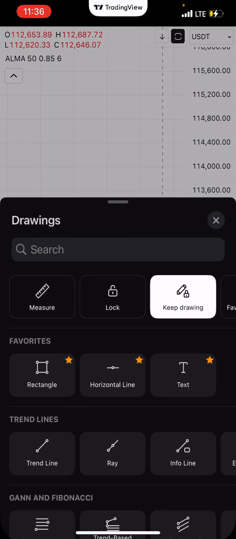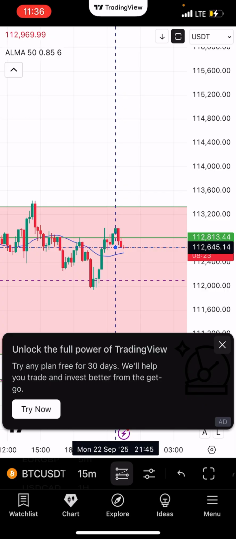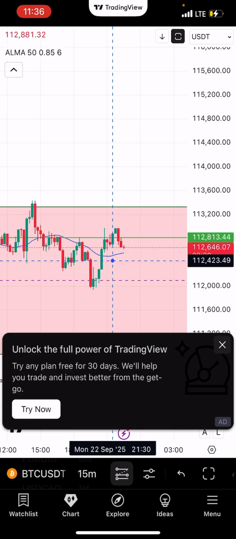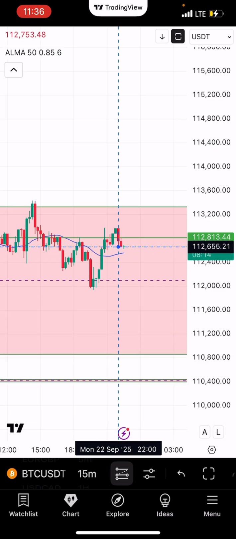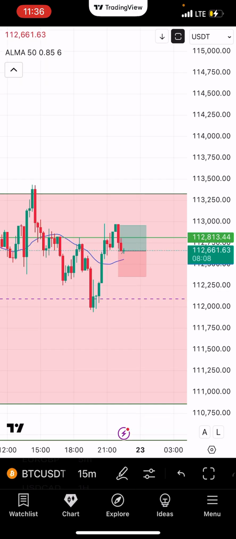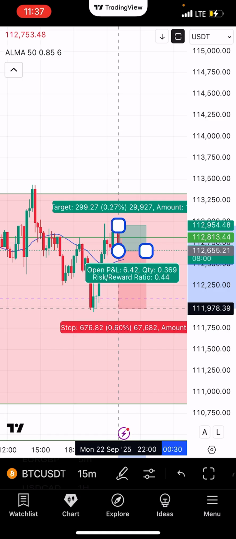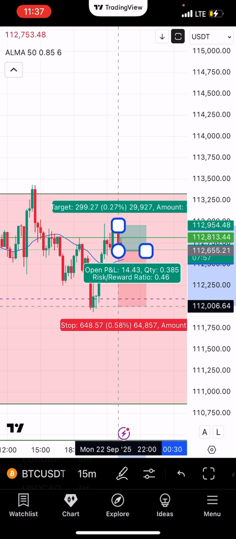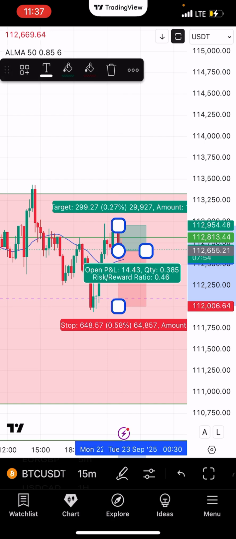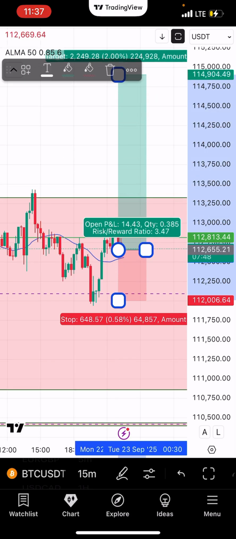If I'm to make an entry on this, I will make my entry here. If I like, I can wait and see something like a hammer or bullish engulfing candlestick. But if I don't want to wait, I can make my entry from here, because I'm entering from a smaller time frame, which helps me manage my risk well. The amount I'm going to lose is going to be small. Then I put my stop loss at 112,000.